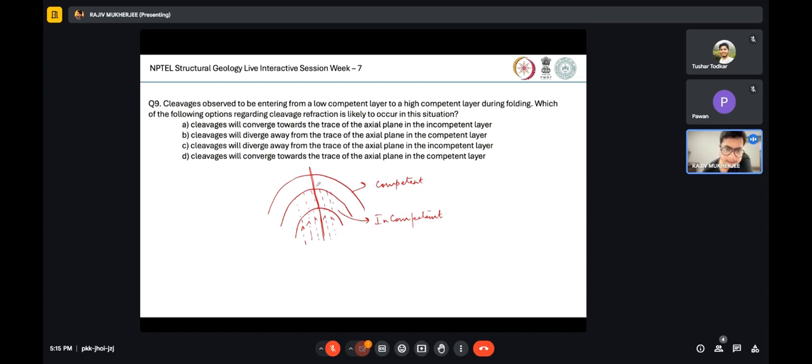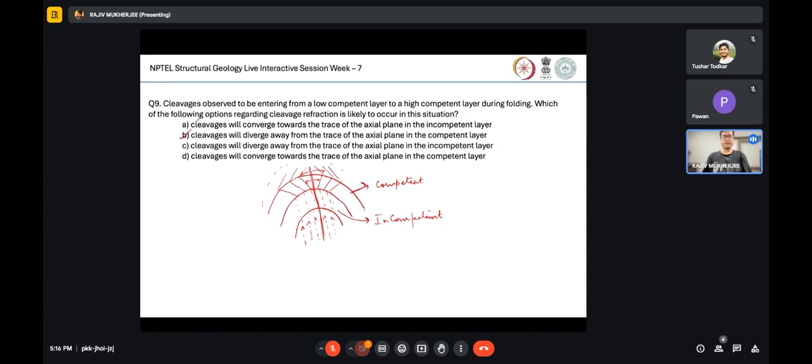So in this case, from the perspective of the incompetent layer, it will diverge away from the axial plane. Yes, sir. And then again, if we have another incompetent layer, it will again converge like this. Right? So in this case, cleavages will diverge away from the axial plane in the competent layer.